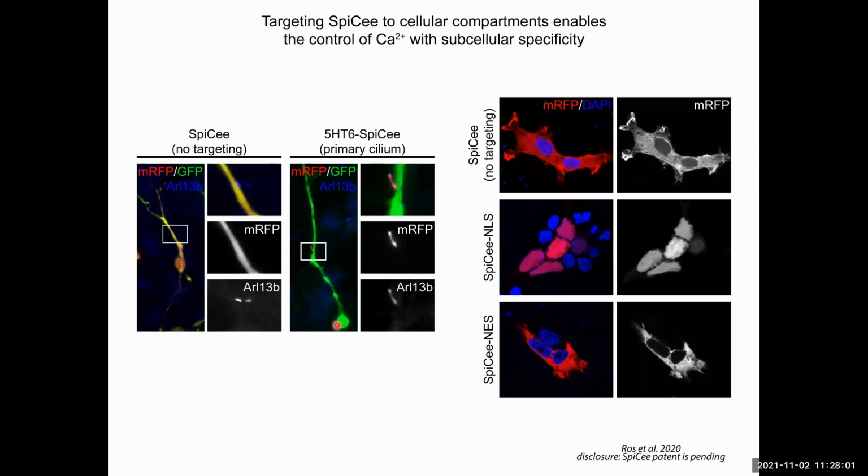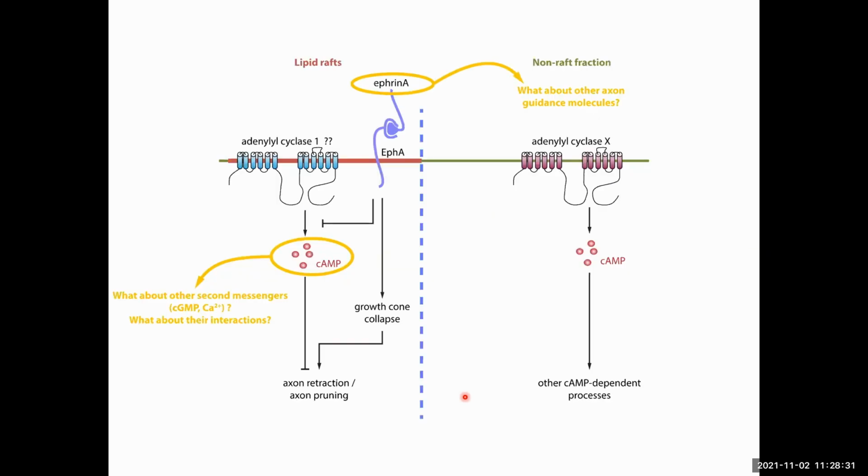So here I would just give you a few examples of the targeting that we achieved using SPICY. So we targeted specifically the primary cilium. We use NLS and NES sequences to target SPICY to the nucleus or to exclude it from the nucleus, and all of that was efficient. So we do have, with spongy and SPICY, a way to control, or manipulate, the concentration of cyclic GMP and calcium in living cells and in subcellular compartments of living cells.